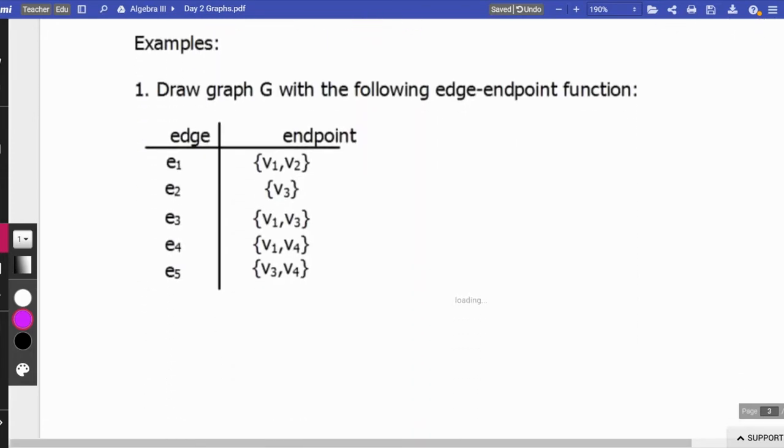Alright, so here's another edge endpoint function. This is kind of what it looks like another way. This is the function. If you look at all the endpoints, the vertices, you have vertex 1, vertex 2, vertex 3, and vertex 4. I'm just putting them in little squares, but this is going to be weird in a minute. Edge 1 is going from vertex 1 to vertex 2. They don't have to be straight lines. You could draw them a little bowed if you want, because we're not sure if we have parallel ones yet. Edge 2 only has one endpoint, which means it's a loop.